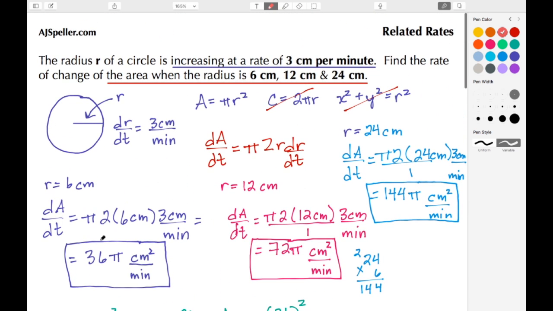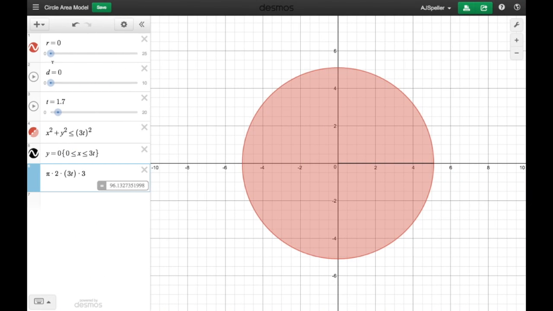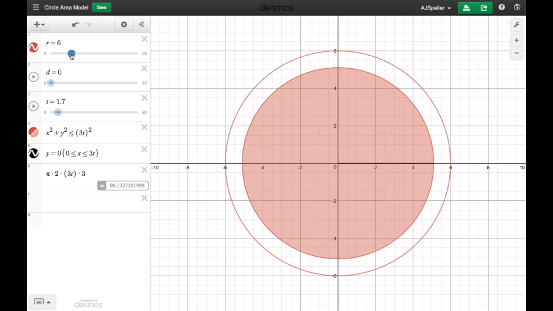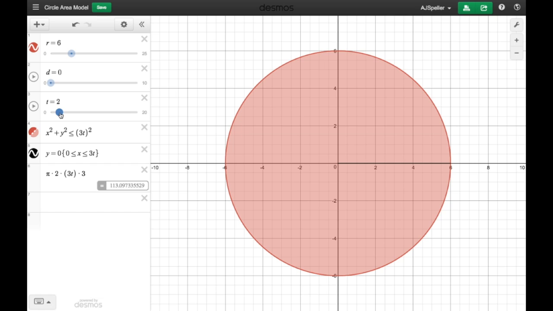All right, and now let's go ahead and set this equal to 6, because in our problem up here we found that when the radius is 6, the rate at which the area is changing is 36 pi centimeters squared per minute. So let's put that in place. Let's change this radius up here to, well, actually, you know what we need to do? We need to put in an expression so that we know what that radius is. There are two things we can do. We can set the radius here to 6, and then once it's at 6, we can move the time so that it's right over that.